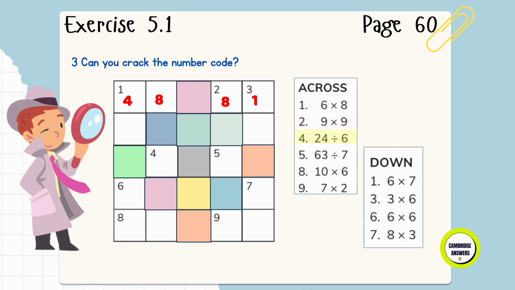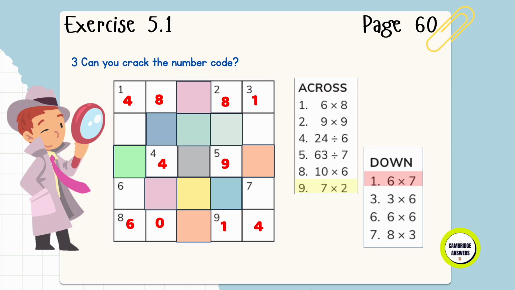Next, skip to clue 4. 24 divided by 6? Easy. That's 4. Pop it into the middle row. Clue 5. 63 divided by 7? That's 9. Drop that in too. Clue 8. 10 times 6. Ooh, big one. That's 60. So we add a 6 and a 0 to the bottom. And clue 9. 7 times 2? Yep, it's 14. Fill in 1 and 4. Boom! Across clues solved! Now, let's slide down.